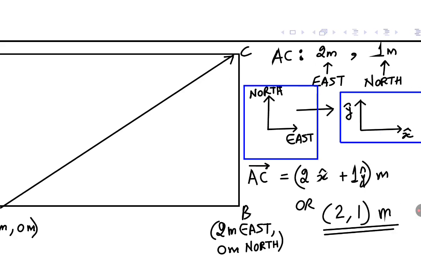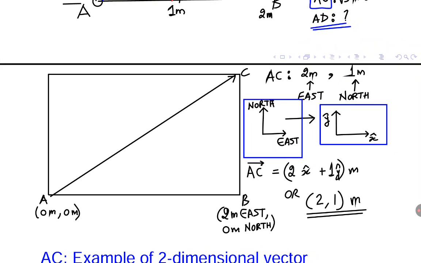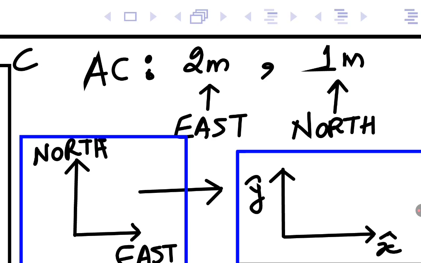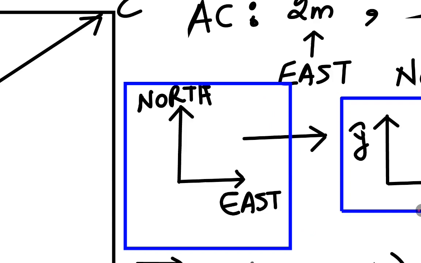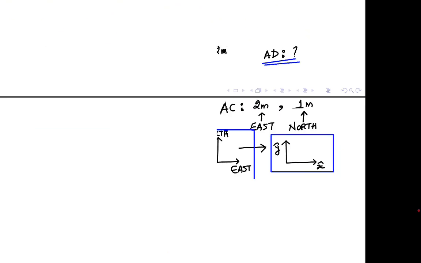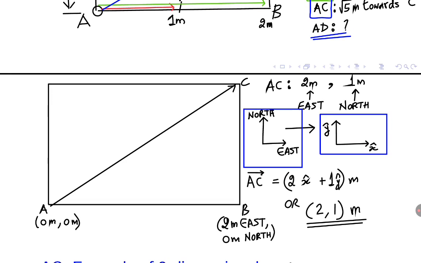But for point C, we can say we first move from point A to B 2 meters east, as shown over here, and then we move from point B to point C 1 meter north. So now we have two quantities. To reach point C from point A, we first move 2 meters to point B, and then from point B we move 1 meter upwards along the north direction to reach point C.